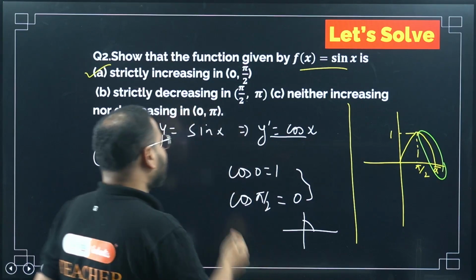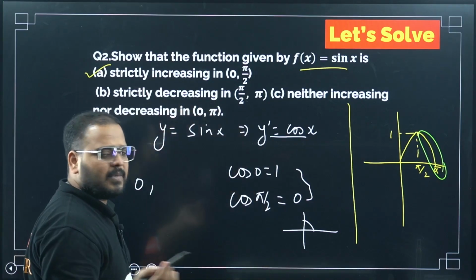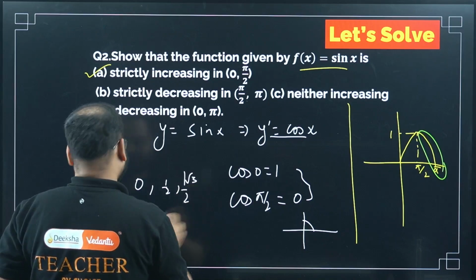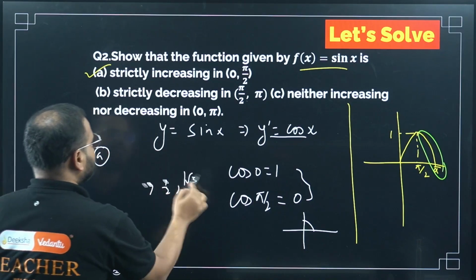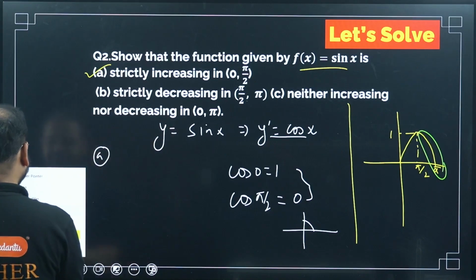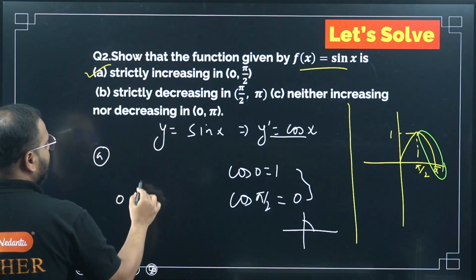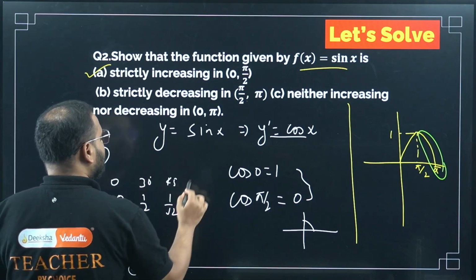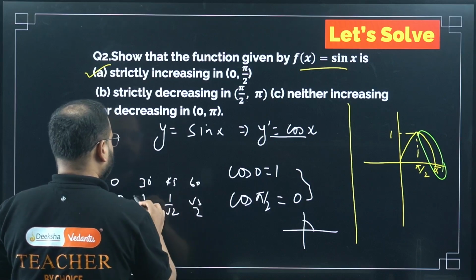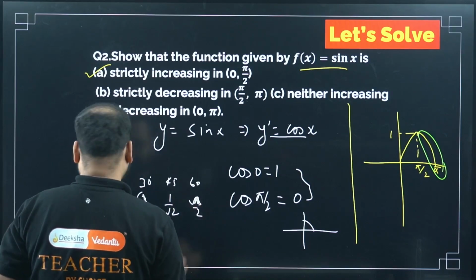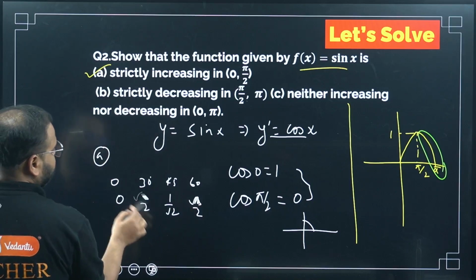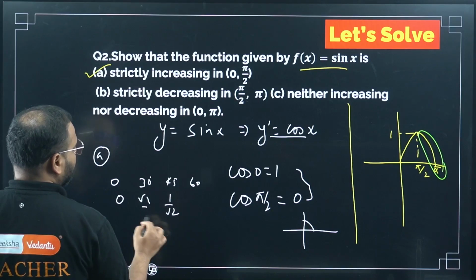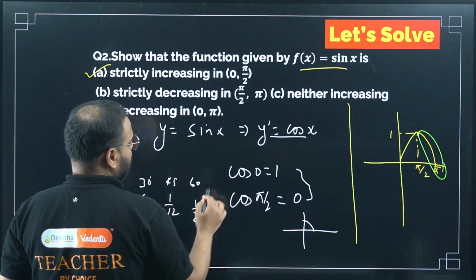Answer is yes. So if I write the table, at 0 it is 0, at pi by 6, the 30 degree, it is 1 by 2, 45 it is 1 by root 2, 60 it is root 3 by 2. I thought I'm writing for sine. One second. This is root 3 by 2, this is 1 by 2.